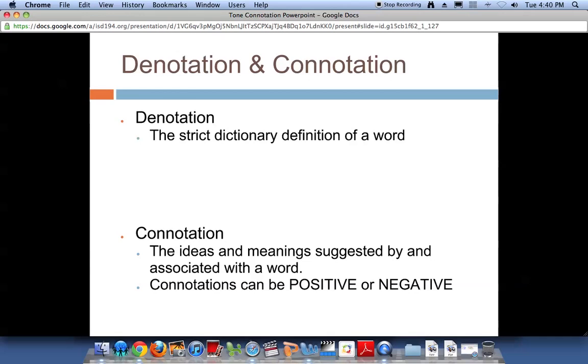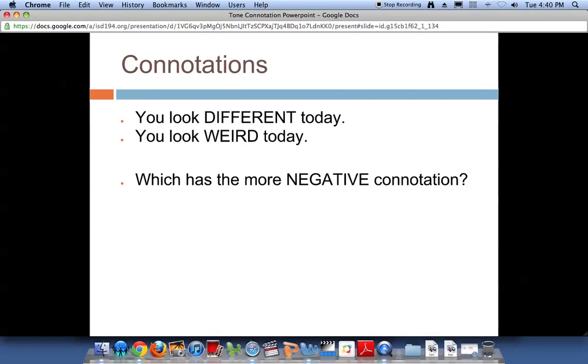The ideas and meanings suggested by and associated with a word, or the connotation, can be both positive and negative. So a word like lurking has a fairly negative connotation. It gives us a feeling that we're being spied on or having our space violated. So this is very different than the dictionary definition. While they're interrelated, they both serve a different function. So let's take a look at some examples.